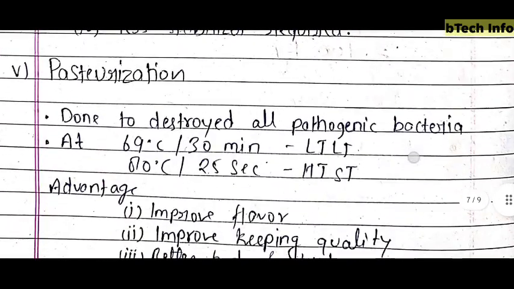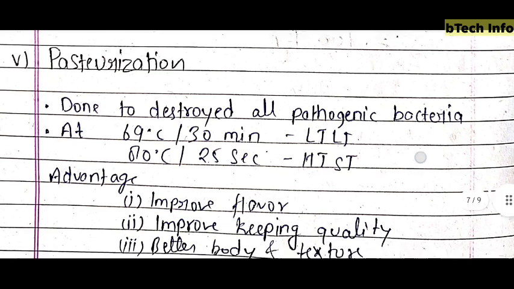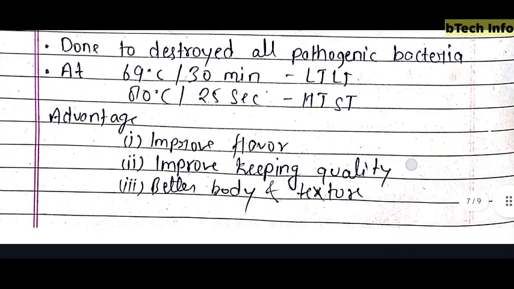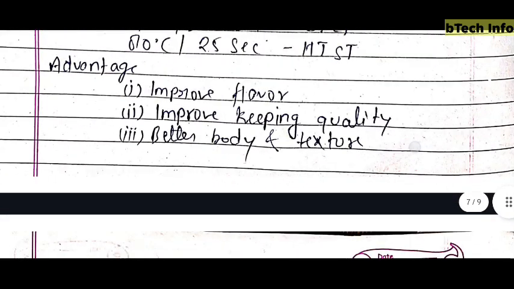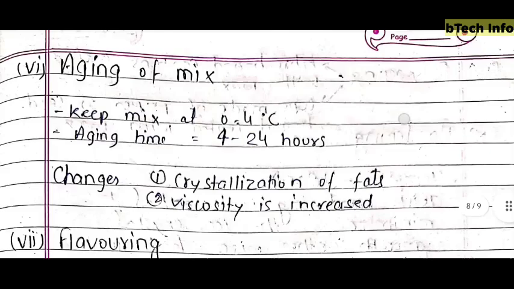Now we do the pasteurization. Pasteurization is done at 69 degrees Celsius for 30 minutes, which is LTLT, or 80 degrees Celsius for 25 seconds, which is HTST. It is done to destroy all the pathogenic bacteria. The advantages are improved flavor, improved keeping quality, and better body and texture.